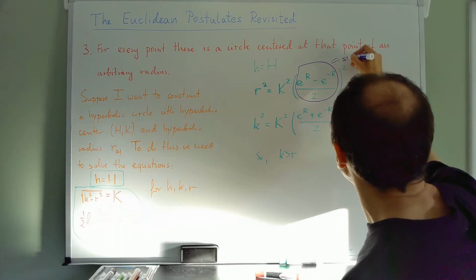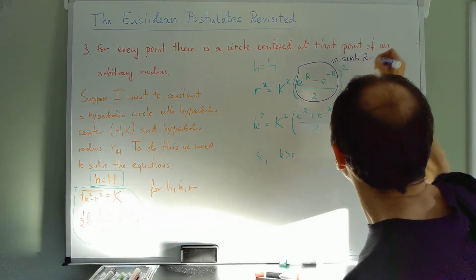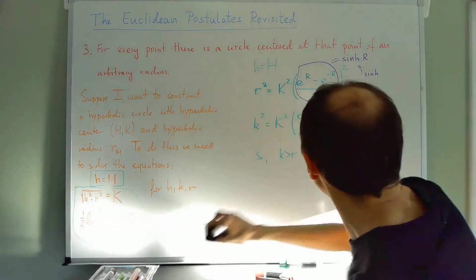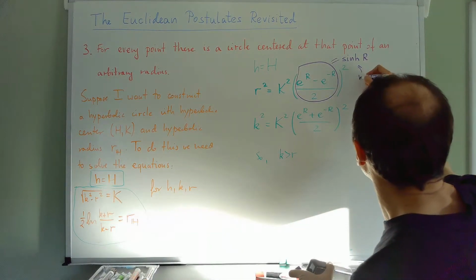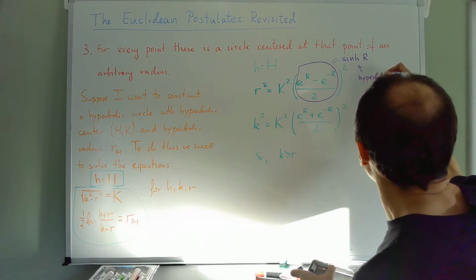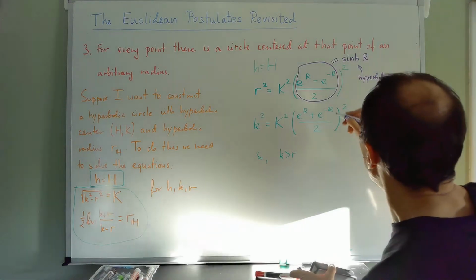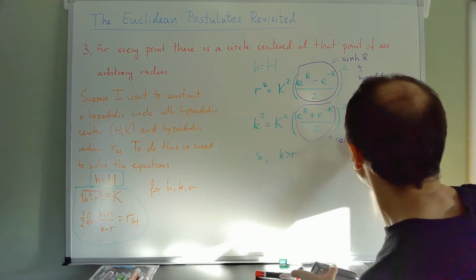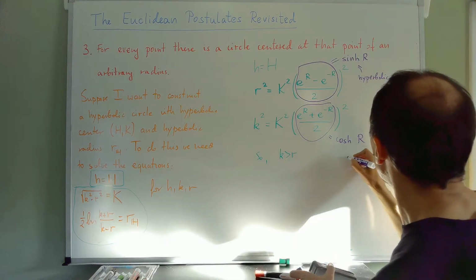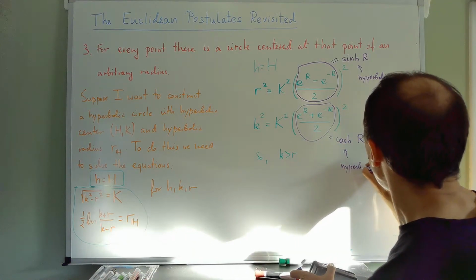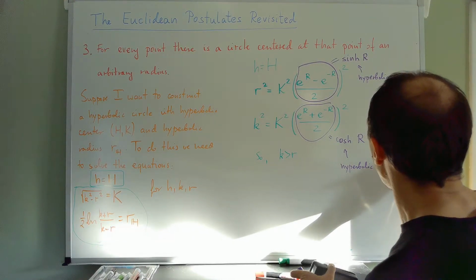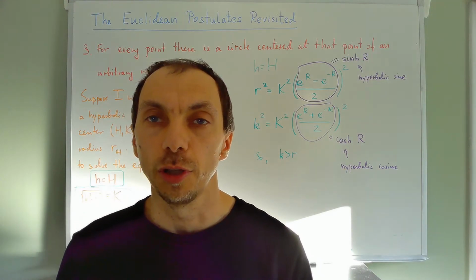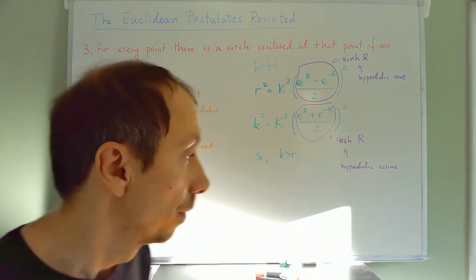This is called the hyperbolic sine of r, sinh. And this is called the hyperbolic cosine, so it's cosh of r. And why they are called this, you will see when we study trigonometry on the hyperbolic plane.